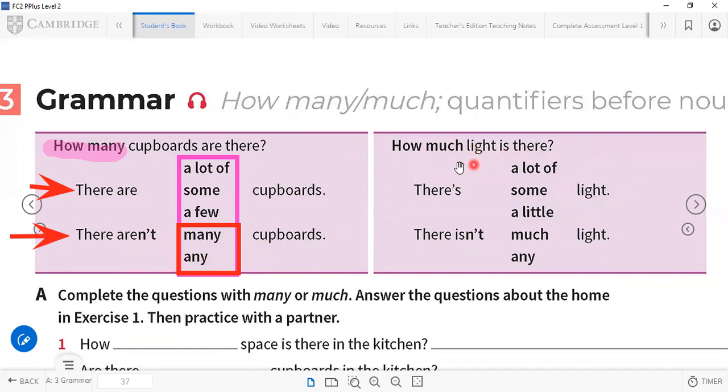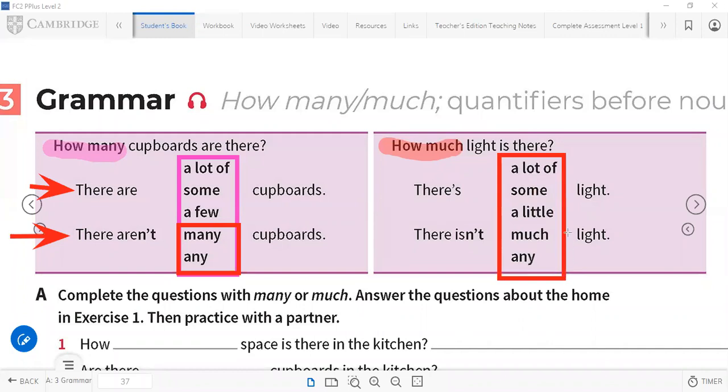Okay, so on the other side, we have how much. How much is for something that you can't count. Espera, lo que no puedes contar. Uncountable nouns, one example. Here we have to take note that the question is how much. Okay, how much light is there? Light is not countable, for example. There is a lot of light, there is some light, and there is a little. So here we have the part.